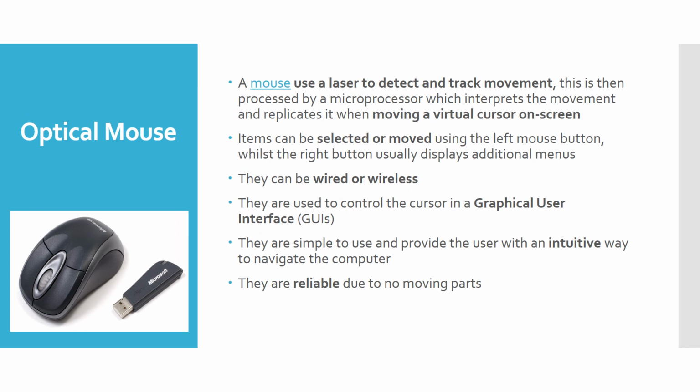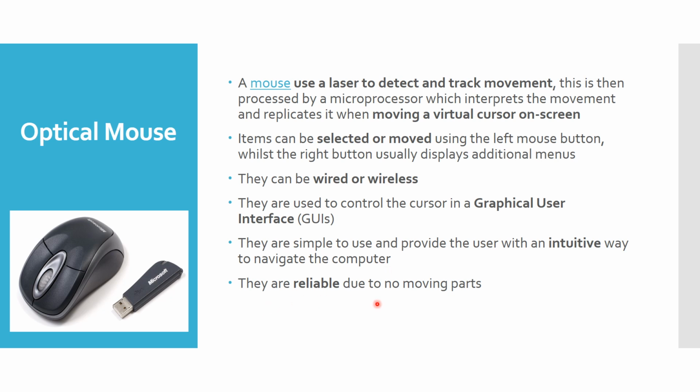Optical mouse. Mouses basically help us. It can be used as wired or wireless. It helps us to select or move our items. There are usually two buttons on our mouse, left and right button. This is our left and right button. And in the center, this is called the wheel, and this area is used for your palm to rest, right? It is used to control the cursor in a graphical user interface.